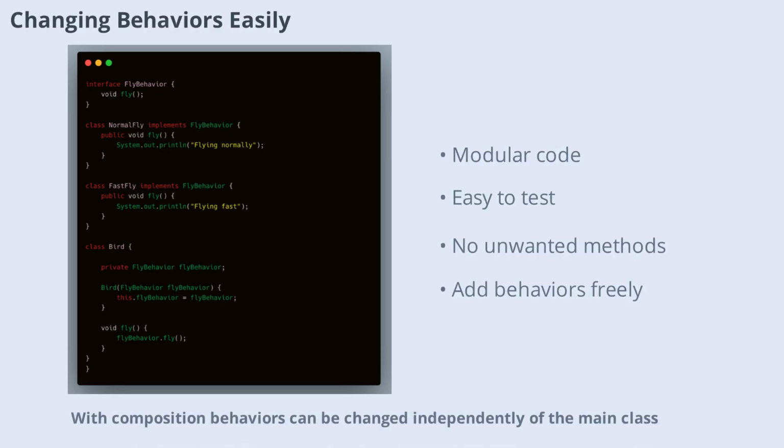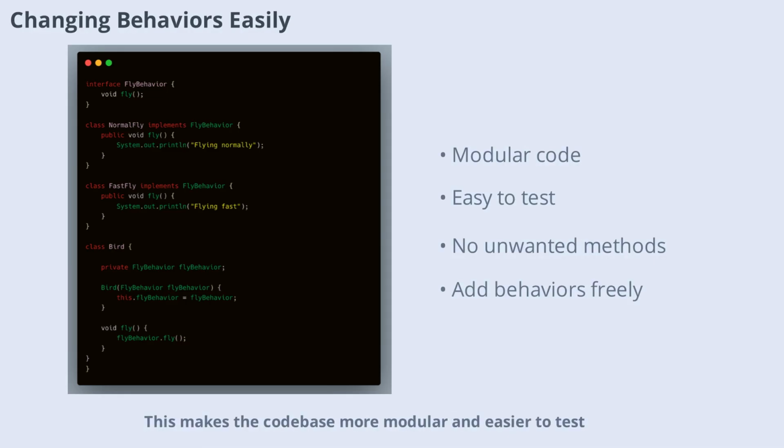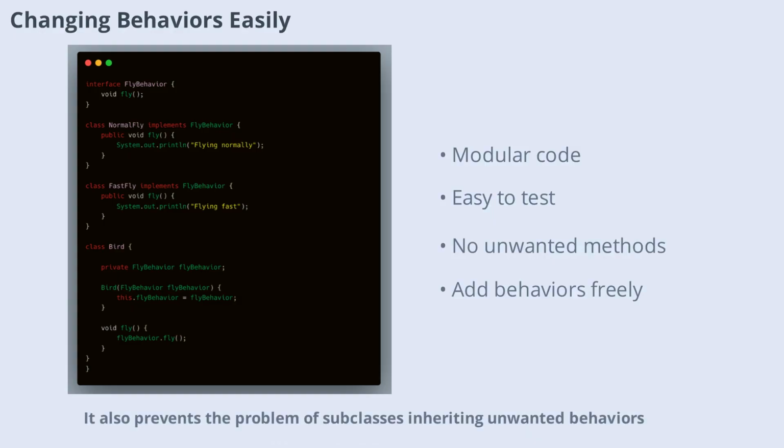With composition, behaviors can be changed independently of the main class. For example, if we want to add a new flying style or update how flying works, we simply create a new fly behavior implementation. The bird class doesn't need to change at all. This makes the codebase more modular and easier to test. It also prevents the problem of subclasses inheriting unwanted behaviors, as each bird only gets the behaviors it needs.